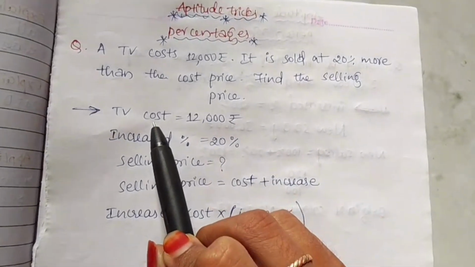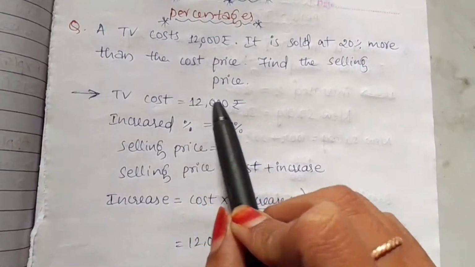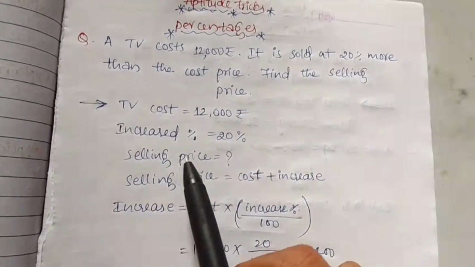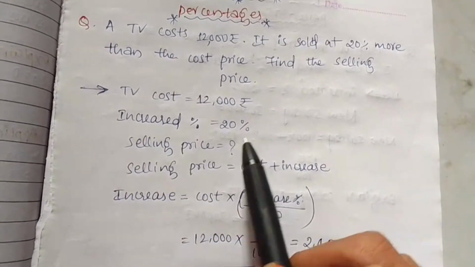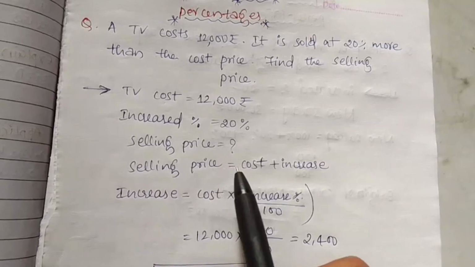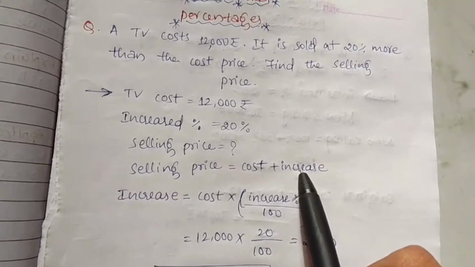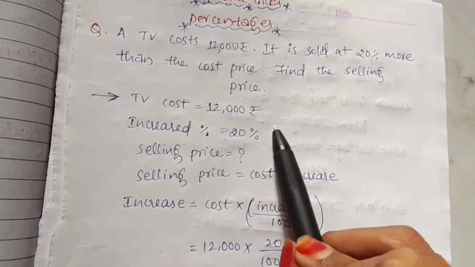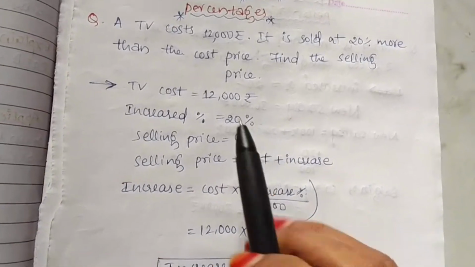Let us solve it step by step. Here the TV cost is 12,000. It is increased by 20%. What is the selling price? We have to find it out. Selling price is equal to cost plus increase. Here we know the increase in percentage. We have to find out the amount of that increase.